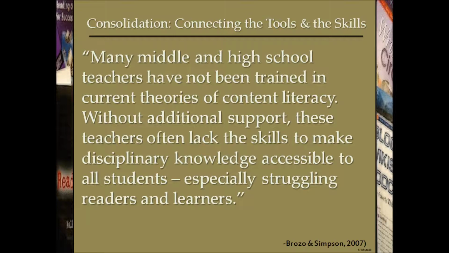Here's the big problem though. Many middle and high school teachers have not been trained in the current theories of content literacy. Right? If we don't get support as teachers, it's going to be really hard for us to support students. I went through Teachers College to train to be a high school English teacher. And in our time there, we did not discuss how to teach reading comprehension. We learned how to organize a unit for Shakespeare, how to organize a writing folder, but we never really got into the nitty-gritty of teaching literacy.